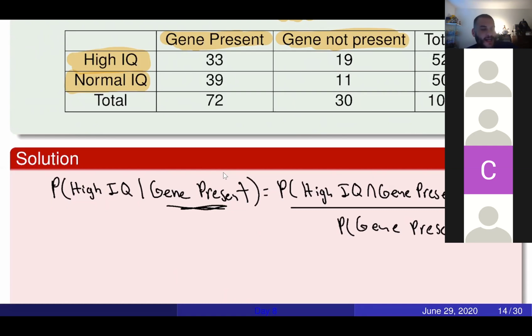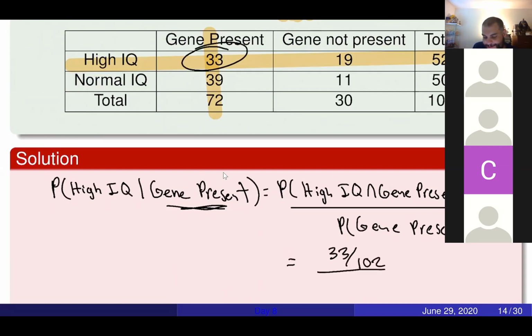All right, so let's do the top. For the top, we just want to get the probability that they have a high IQ and the gene is present. The easy way to think about this is you're looking for where they intersect. So you select high IQ. Here go high IQ. Here go gene is present. So where do they intersect? Well, they intersect at 33. So we put 33 divided by 102. So that's how you do the probability of high IQ and gene is present.